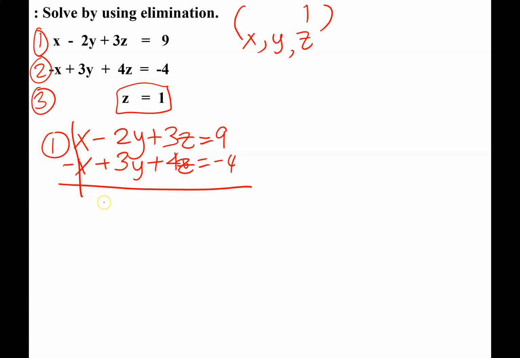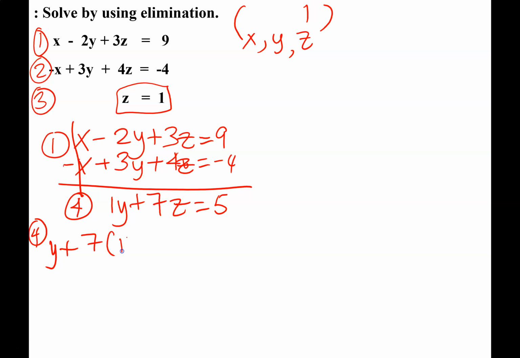Then here I would be left with 1y, and then over here I would be left with 7z is equal to 5. At this point, remember that z was equal to 1. I could go ahead and substitute in, and that means I could solve for y. So right now, I'm going to call this equation 4, just to make things easier. So substituting into equation 4, we have y plus 7 times 1 coming from the z is equal to 5. And we're solving for y. Subtracting the 7, here I'm going to have y equals negative 2.